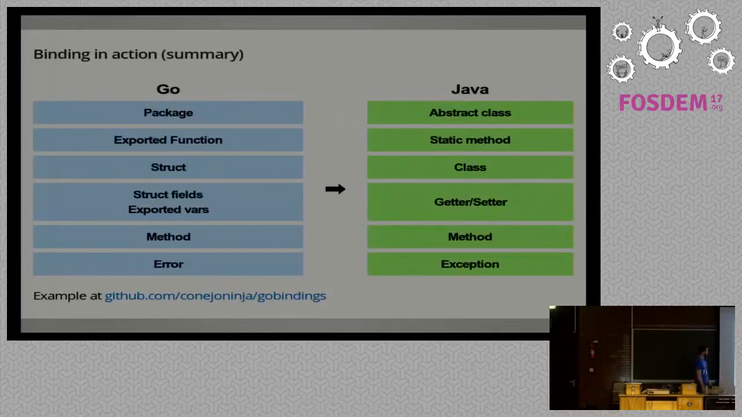Binding. As I said, the SDK application will generate some bindings. This is what you have in Go, and this is what it will be transferred to in Java. You can see the example here later if you really want to take a look at what is actually generated. One thing I will point out is that exported variables or struct fields get a getter and setter, and errors in Go will be exceptions in Java.